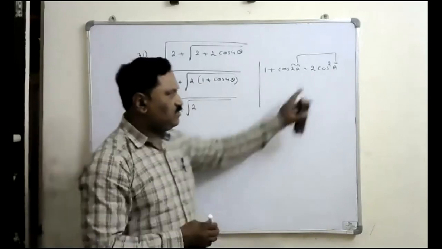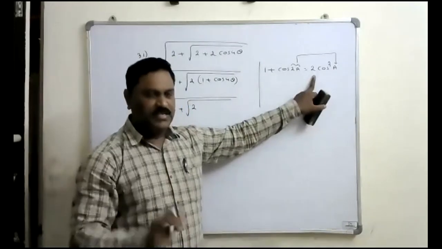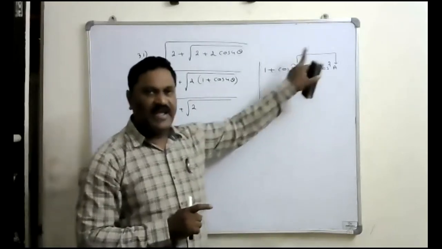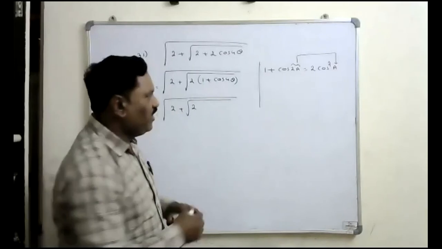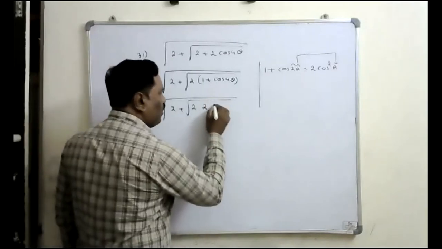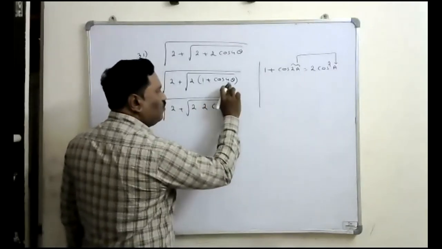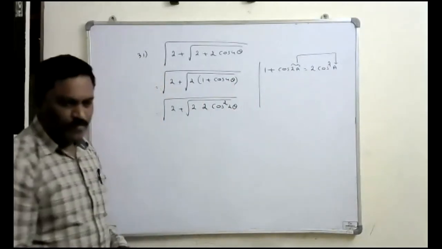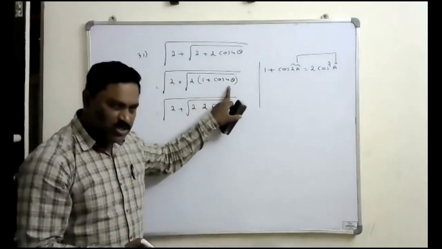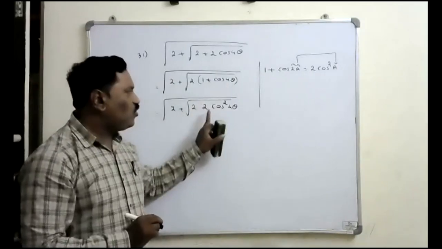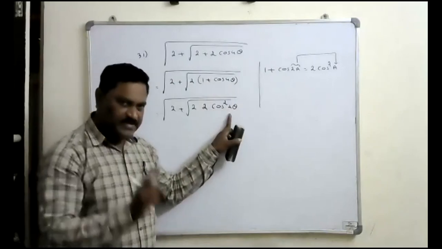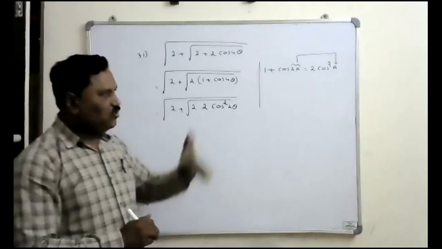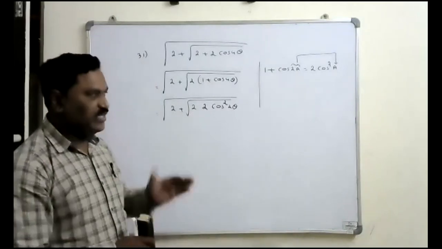Don't consider the constant. The constant will be as it is. Only we have to change the angle. So here, whatever the angle is, make that angle a half. So by using that, 2 cos square, half of 4 theta, which is 2 theta. So 1 plus cos 4 theta we can write as 2 cos square 2 theta. Whatever the angle is, make that angle a half for applying that formula. Don't consider the constant. The constant will be as it is outside.